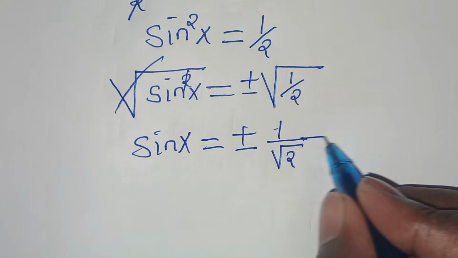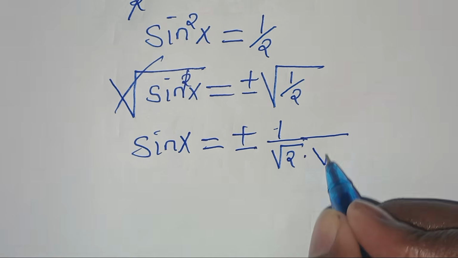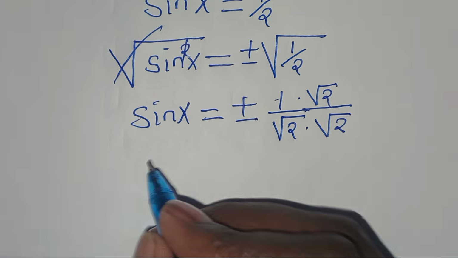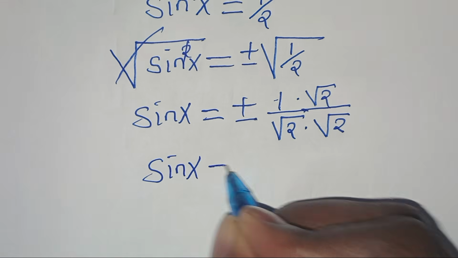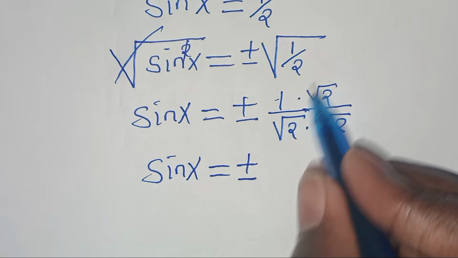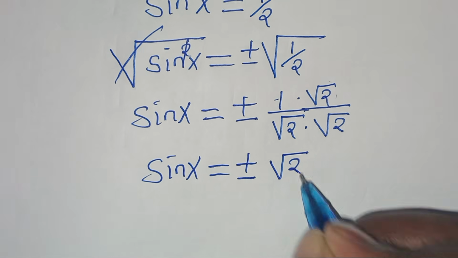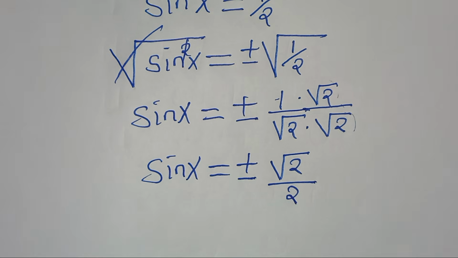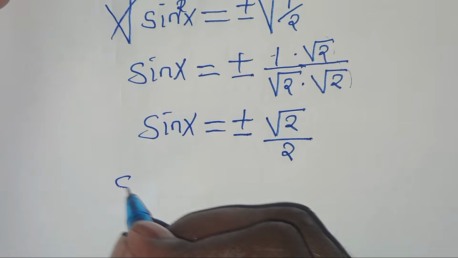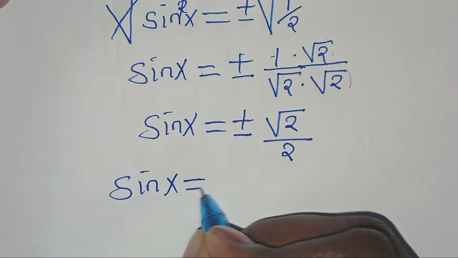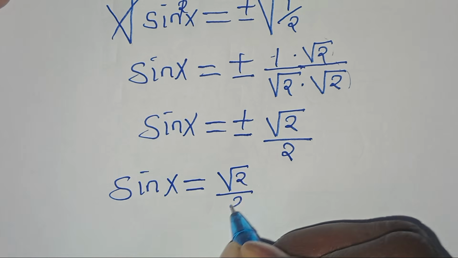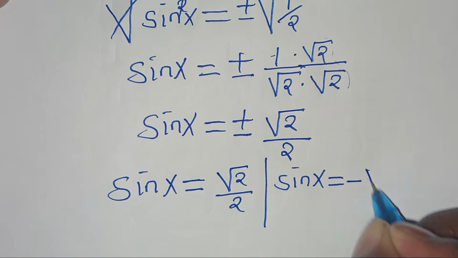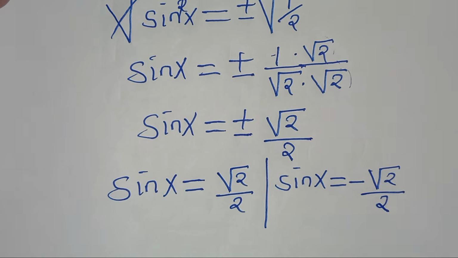Now, here we can rationalize the denominator. Let's multiply the denominator and the numerator by square root of 2. So sine x is equal to plus or minus square root of 2 divided by square root of 2 times square root of 2, which is the same thing as 2. So we have sine x equal to square root of 2 over 2, or sine x equal to negative square root of 2 divided by 2.